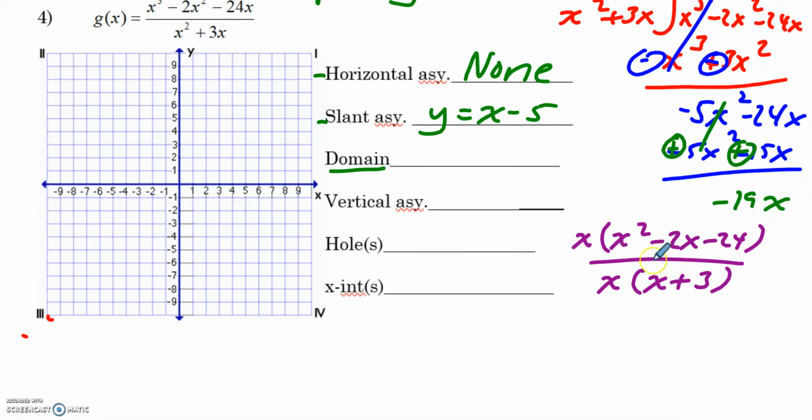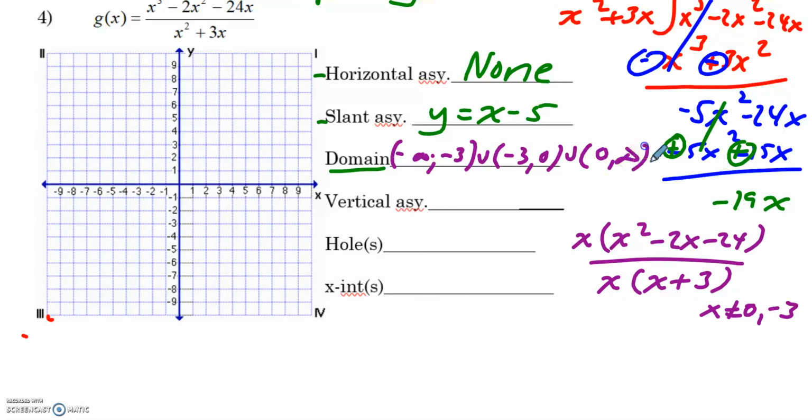If I look at my denominator, I will keep factoring this in a little bit, but I already know that my domain is everything I can't cross in the denominator. So from here, I know that x cannot be 0 or negative 3. So my domain would be from negative infinity to negative 3, union, negative 3 to 0, and then 0 to infinity.